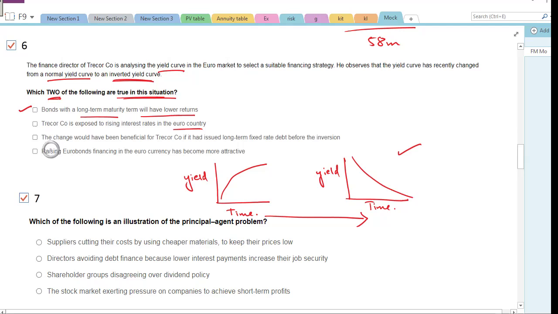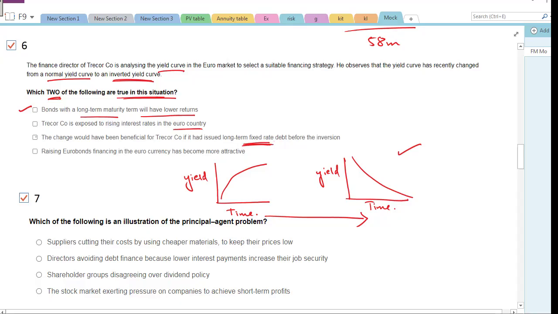Let's see the third one. The change would have been beneficial for Tracker if it had issued long-term fixed rate debt before the inversion, right? So you see, if it is fixed, how can we get the benefit of borrowing the cheaper loan, right? So the variable will actually be more beneficial. Okay, so this will actually be wrong.